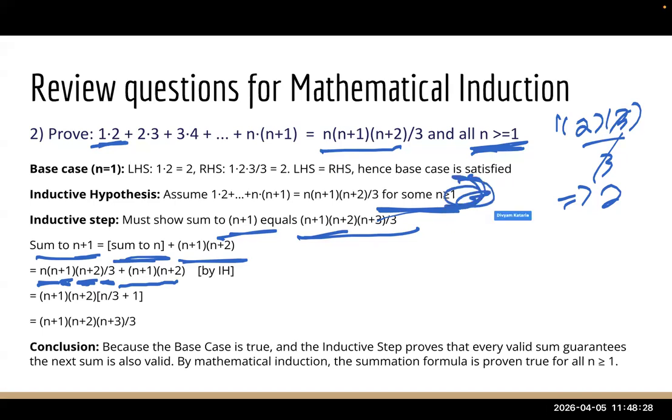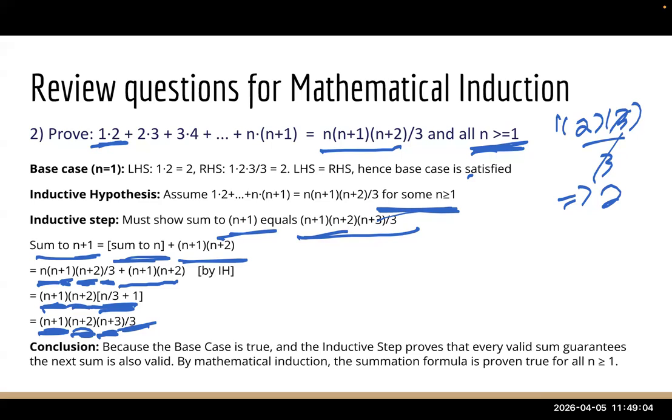Since this is our assumption, we can just write it down over here. Now n plus 1 multiplied by n plus 2 multiplied by n over 3 plus 1. So after that, we do n plus 1 multiplied by n plus 2 multiplied by n plus 3 over 3. So we keep on simplifying and tweaking our equation to prove that our base case and the inductive step, which is basically proving that the inductive hypothesis is valid at the n plus 1 point, is correct.